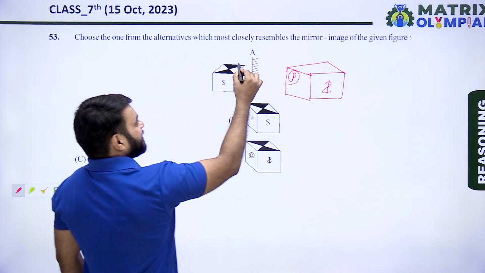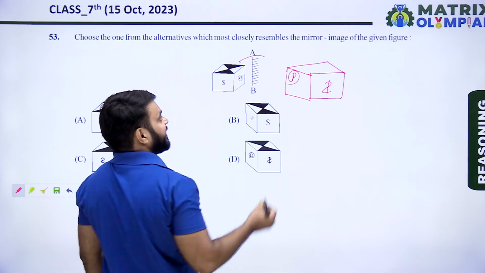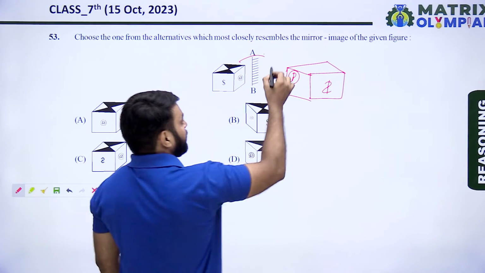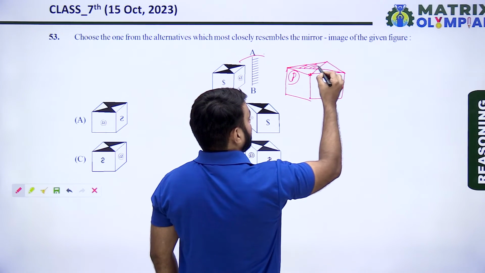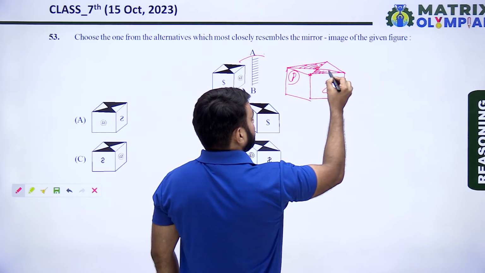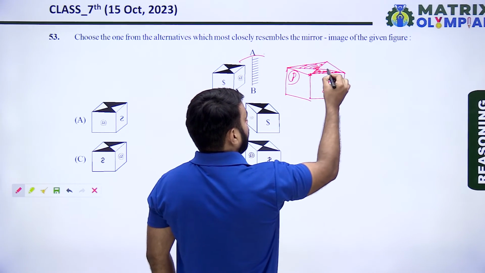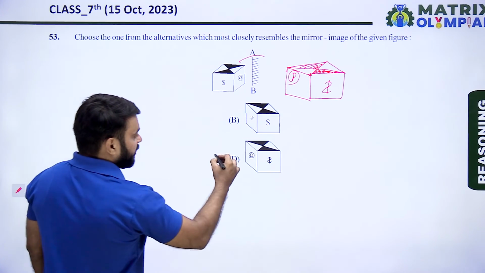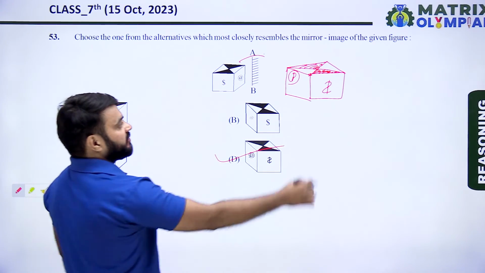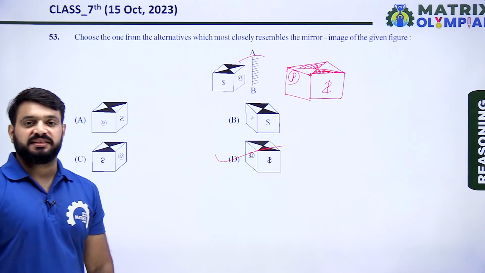Okay, this part is near the mirror, so it will remain near the mirror in the mirror image. So the mirror image of this figure looks as follows. It means option D is the correct answer. So option D is the correct answer.